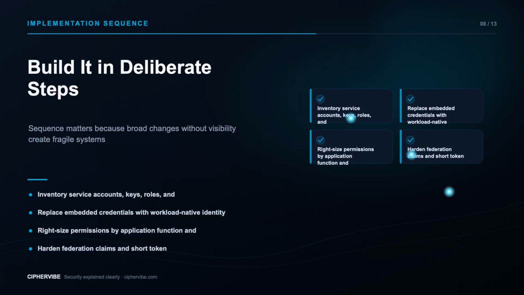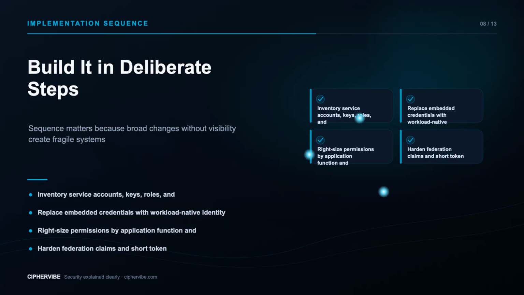Implement this layer in a sequence that preserves evidence and limits blast radius. First, inventory service accounts, keys, roles, and token issuers. Second, replace embedded credentials with workload-native identity. Third, right-size permissions by application function and environment. Fourth, harden federation claims and short token lifetimes. Fifth, rotate remaining static secrets and test emergency replacement.